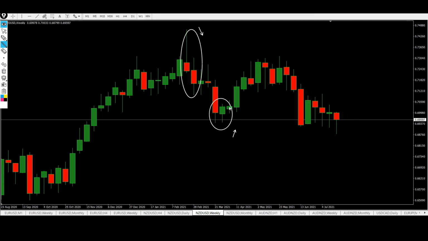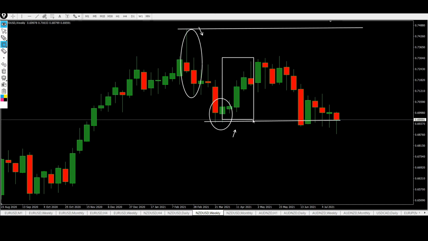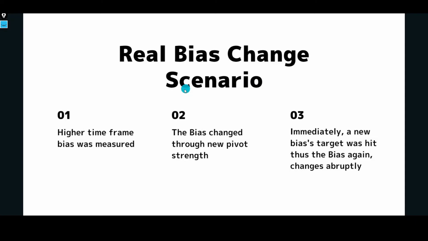So at this point, the weekly bias was stating that price is likely to reach this pivot high up here before reaching this pivot low. And so we were long biased in this area. Okay, so let's go on to the next text. Okay, number 2. The bias changed through new pivot strength.